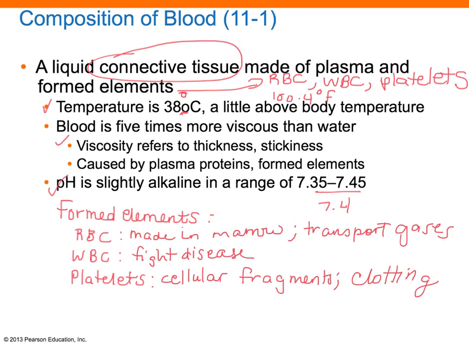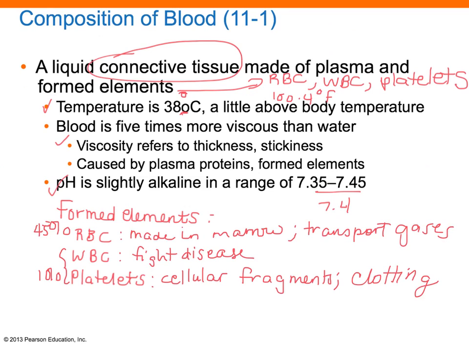The red blood cells make up about 45% of your blood sample. And the platelets account for about 1% of your blood sample, and so do your white blood cells. So white blood cells and platelets account for about 1%. And the plasma that's in the blood accounts for about 55%.